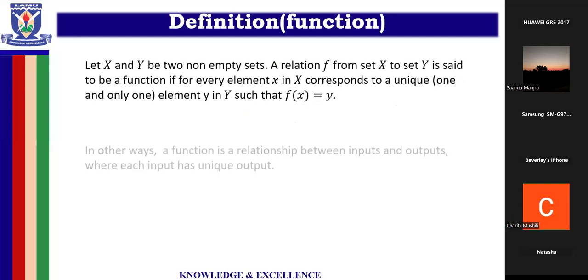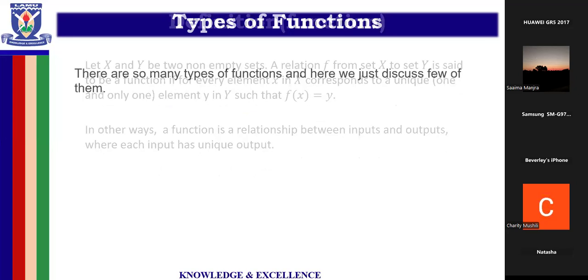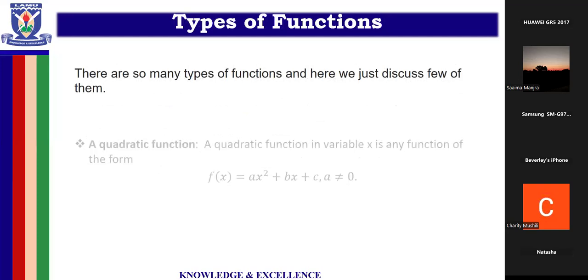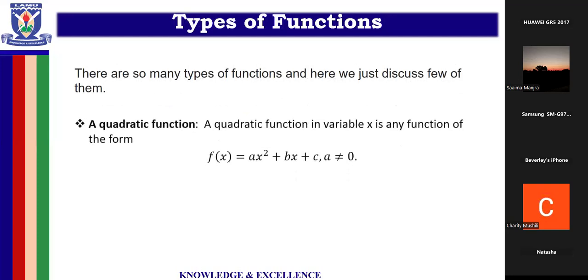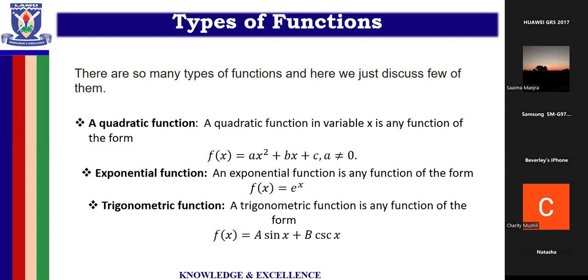So I'm going to define what a function is and give you some examples of functions. A function is a relation and set, provided that every input is uniquely mapped to a specific output. Now, there are many types of functions, but for the sake of this presentation, we are going to talk about 3 functions, which are a quadratic function, an exponential function, and a trigonometric function.